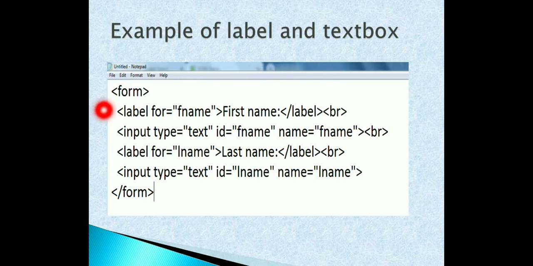Here first of all we have started the form tag. After that we have started the label tag. I have written here first name inside the label tag. After that I have closed the label tag. After that I am defining one input type is equal to text because I wanted to define a text field. That's why I have written here type is equal to text. Then I have given ID as fname and name as fname.